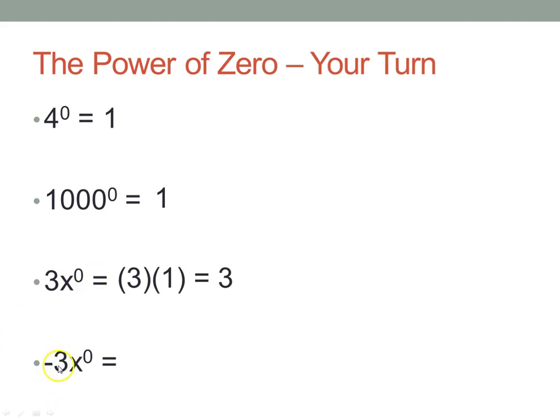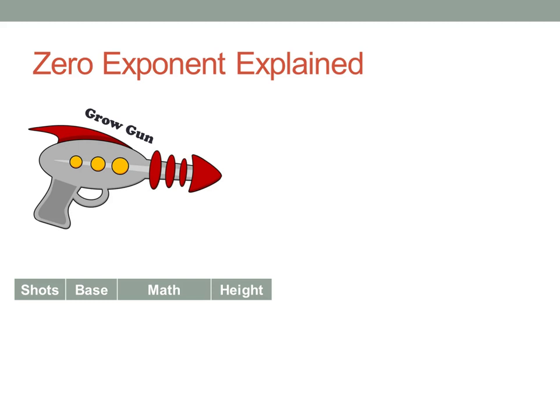And down here, I just snuck in a negative sign. Don't get confused by that. It just becomes negative 3 times 1, which is negative 3. So let's actually look at a visual to see why this works.